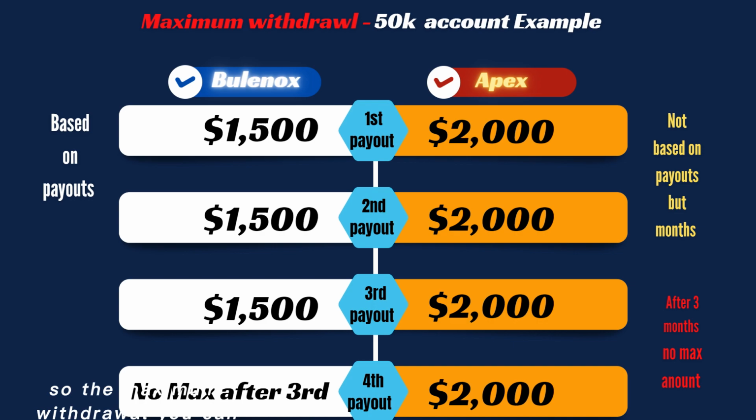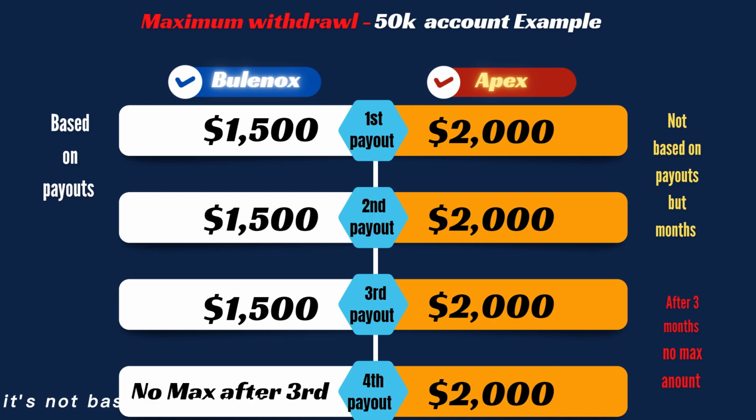All right, back to the Apex versus Bulenox. Okay, so the maximum withdrawal you can take out for the first couple payouts. We'll start with Bulenox. The first payout, 1,500 is the max amount you can take for a 50K account for your first withdrawal. The second payout's the same, 1,500. Third payout's the same, 1,500. And then once you get to the fourth, after the third payout, there is no max, so you can just go ham and withdraw as much as you want.